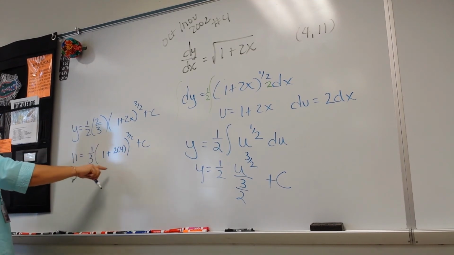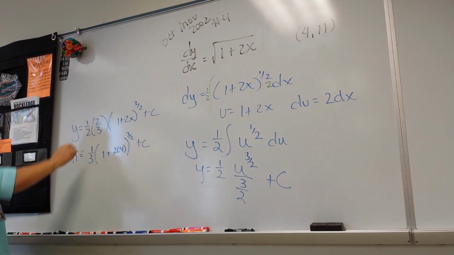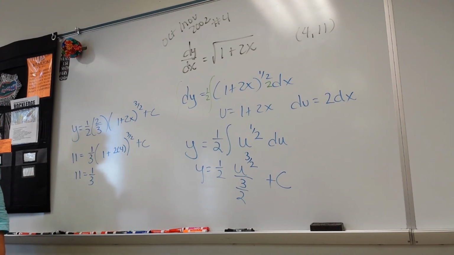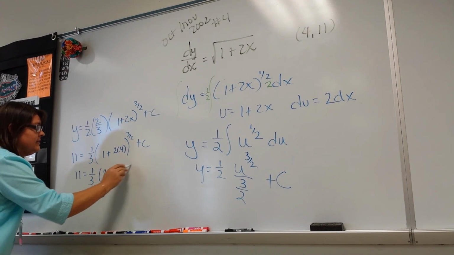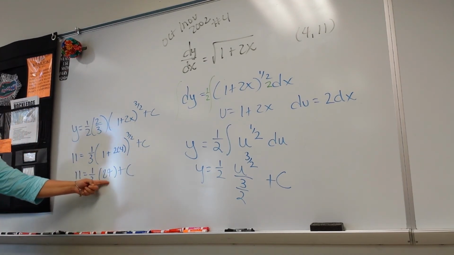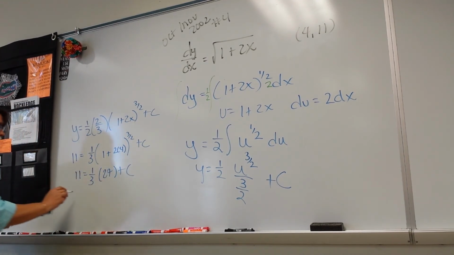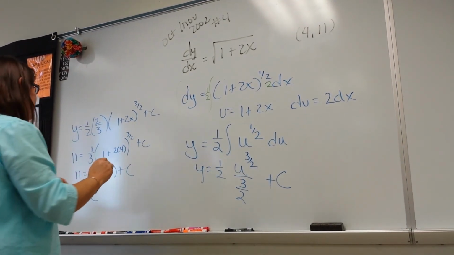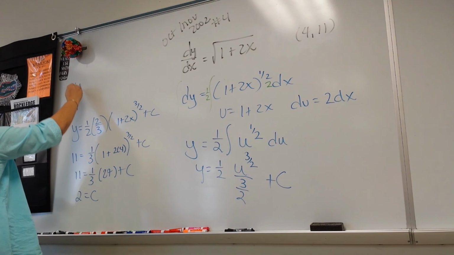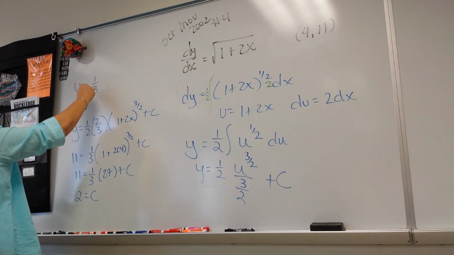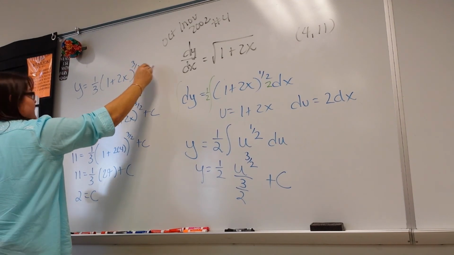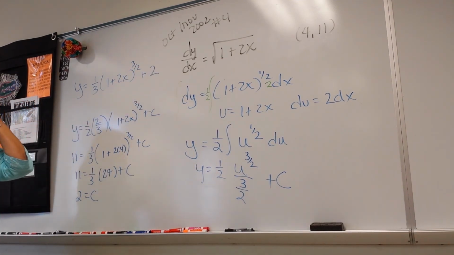So this is 9 to the 3/2, right? 9 to the 3/2 is the square root of 9, 3 to the third, 27. Plus c. That's nice, 9. Subtract 9, 2 is c. Then put the 2 up there. So to make it pretty, it would be y equals 1/3 times 1 plus 2x to the 3/2 plus 2.